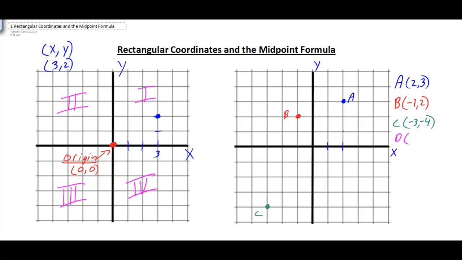And if we have another point D, which is 4, -2, our x is positive, so that says we're going to go 4 to the right. And then we're going to go down 2 because the y is negative, so we would count down 2, and there we would have point D.